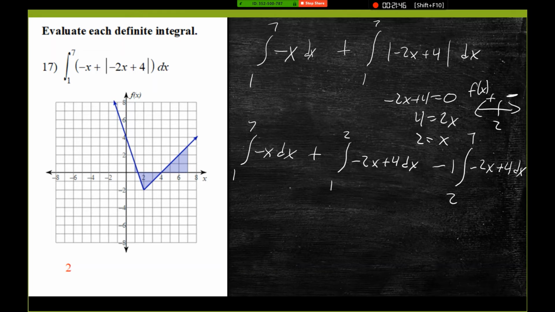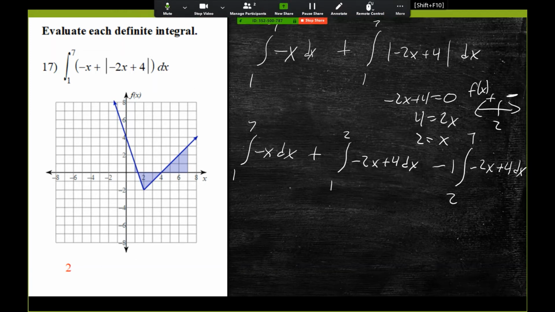Okay, any questions on our initial setup? Okay, and the rest of this should be the same. So if I integrate this, what did I have next? I had Tommy next. Tommy, if I integrate this first one, what's going to happen?